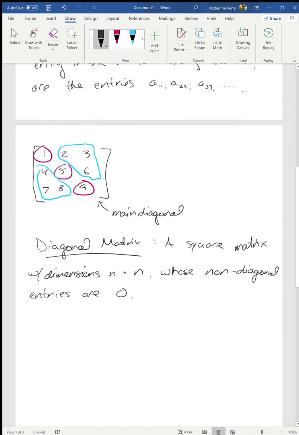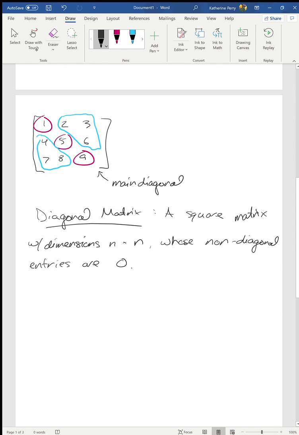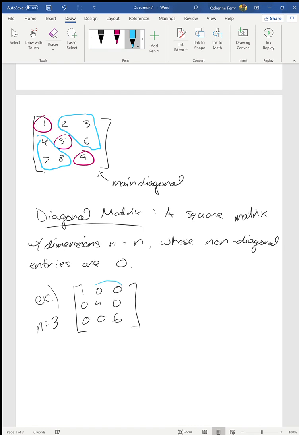But an example of this would be the following. So here I have, I'll do n equals 3, and I could have 1, 0, 0, 0, 4, 0, 0, 0, 6. And so here I see all of the non-main diagonal, or non-diagonal entries are 0. And so that tells me this is a diagonal matrix.